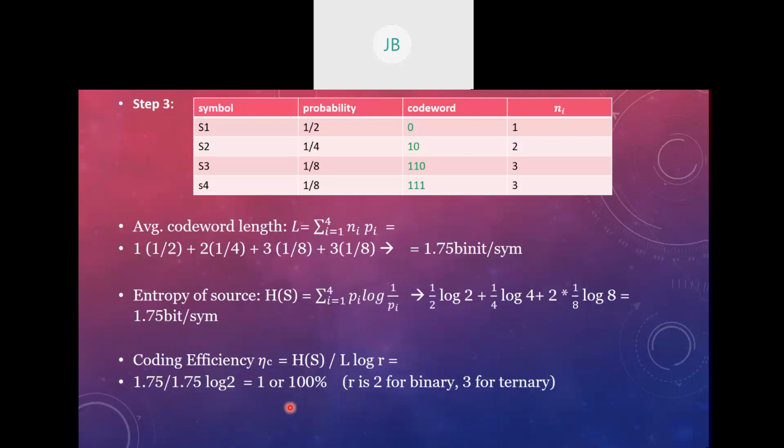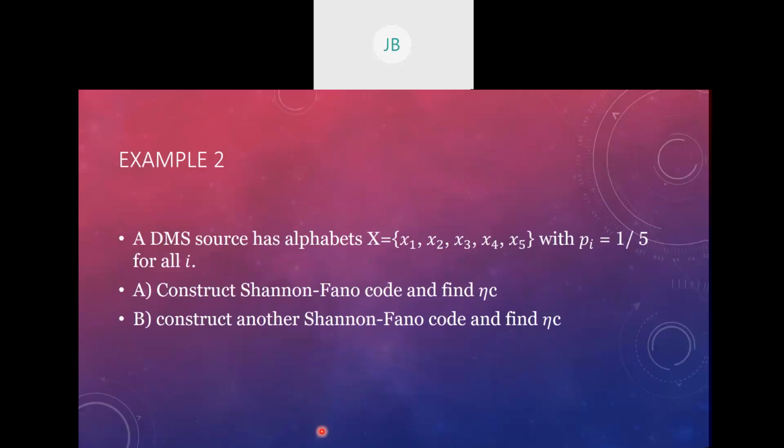So this is one example. But if you notice that there are different ways, there could be different ways of grouping the symbols. So we will see in one of the examples what would be the effect in such a case. So we will go to the second example here.